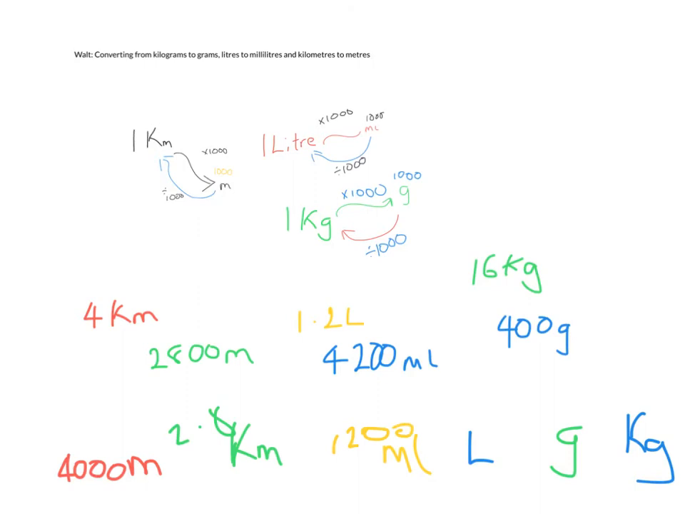Alrighty, and same deal over here. We're going to go from 4,200 milliliters and convert it to liters. And of course, to get to liters, you're going to have to divide by 1,000. So our decimal point will move 3 times because 1,000 has 3 zeros.